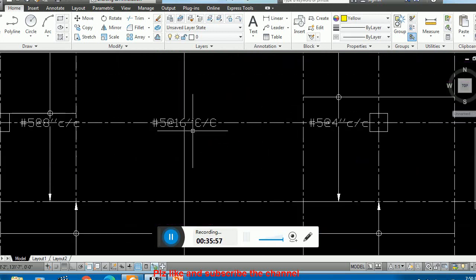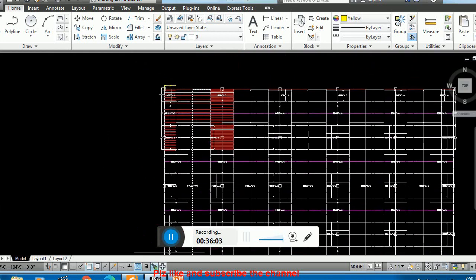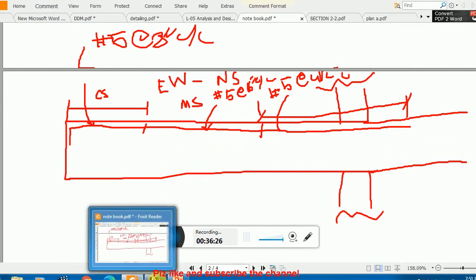So this is very important, and this bar should be provided in the top. This bar, remember, in between these, from this point to this point, this amount of steel is number 5 at the rate of 16 inch center to center. Okay, this is in the middle strip, in the east-west direction.